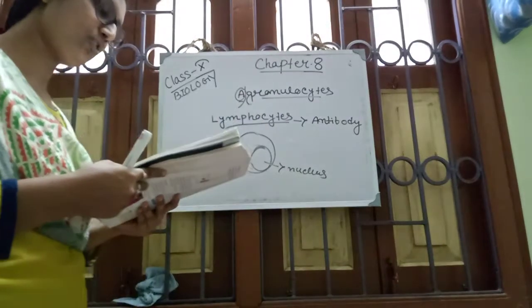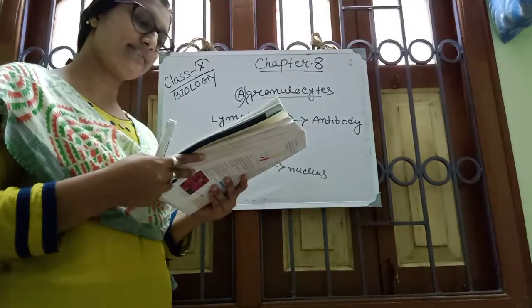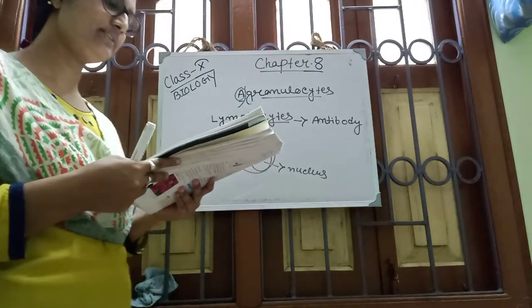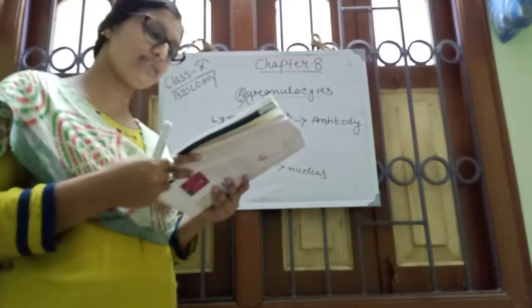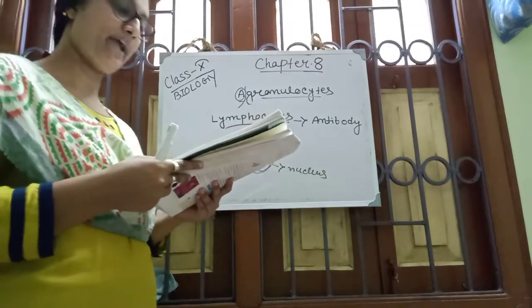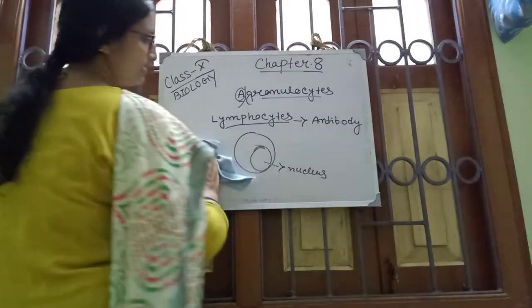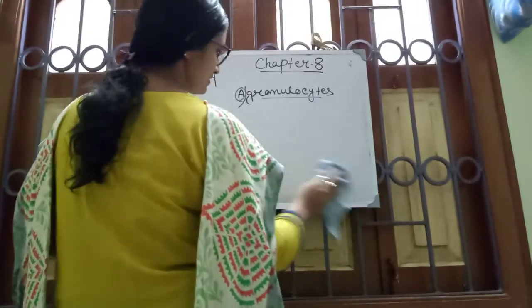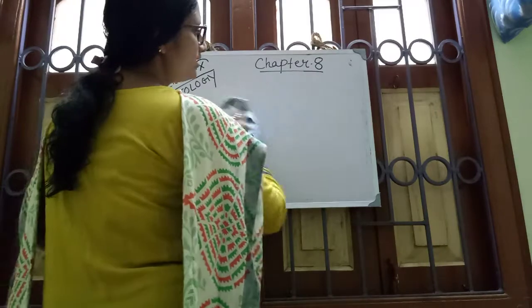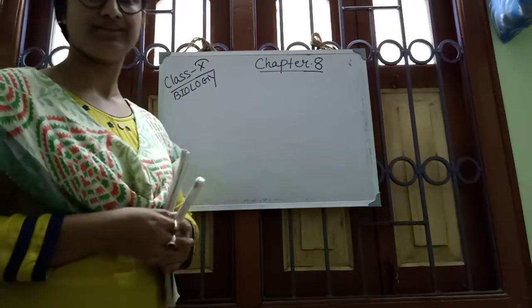And the monocytes, which are also called macrophages. Monocytes are the largest leukocytes, and 3 to 8% of total WBC. The nucleus is large and kidney shaped, and they are phagocytic in nature. Monocytes, or macrophages, engulf the germs and destroy the germs.